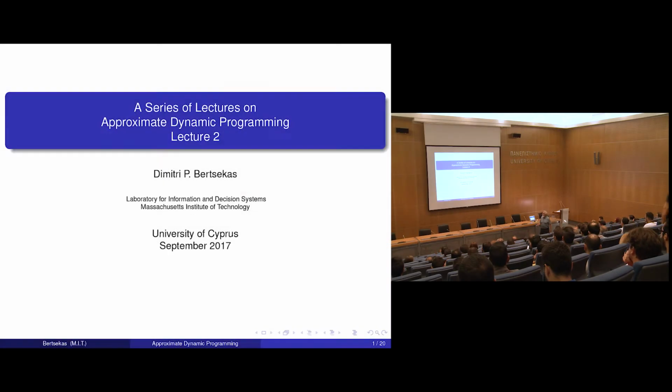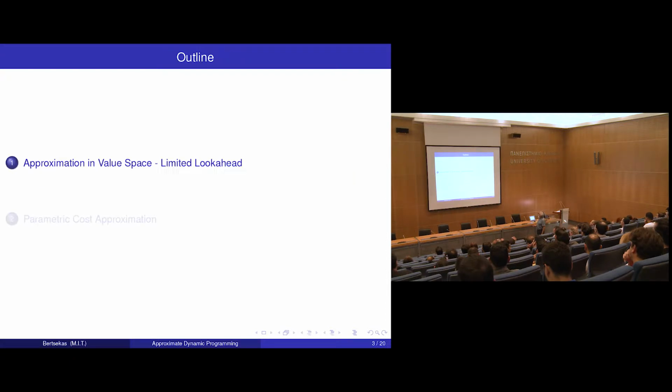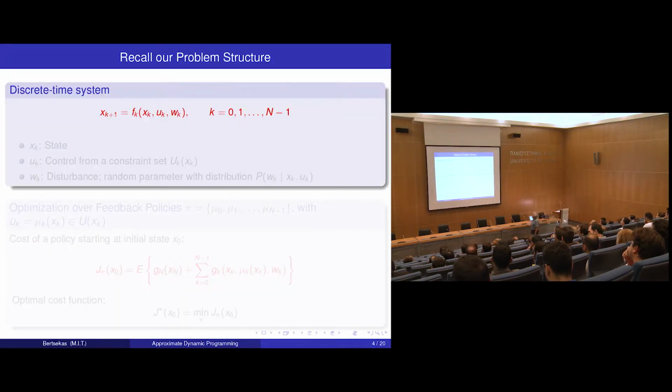Okay, so let's get to the second half of today's lecture. We start with approximate dynamic programming. We'll talk about approximation in value space and then a special type of approximation in value space, parametric cost approximation.